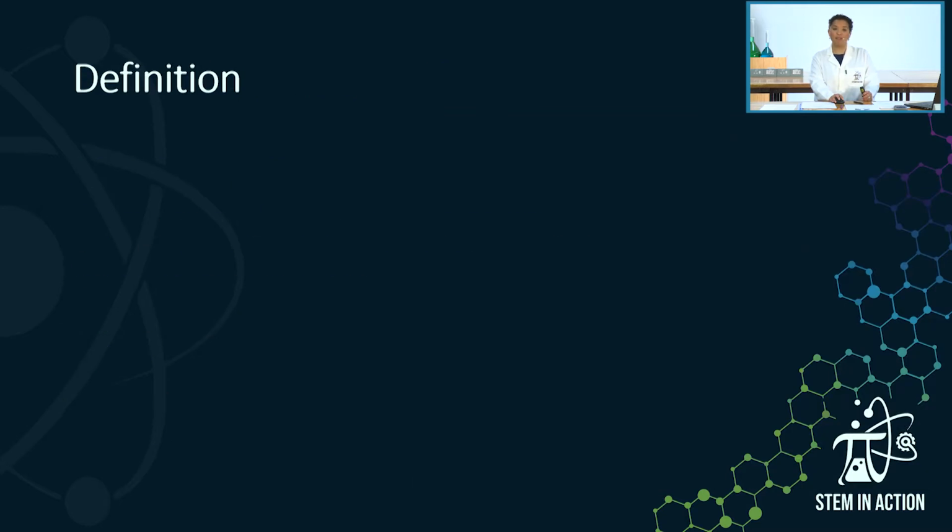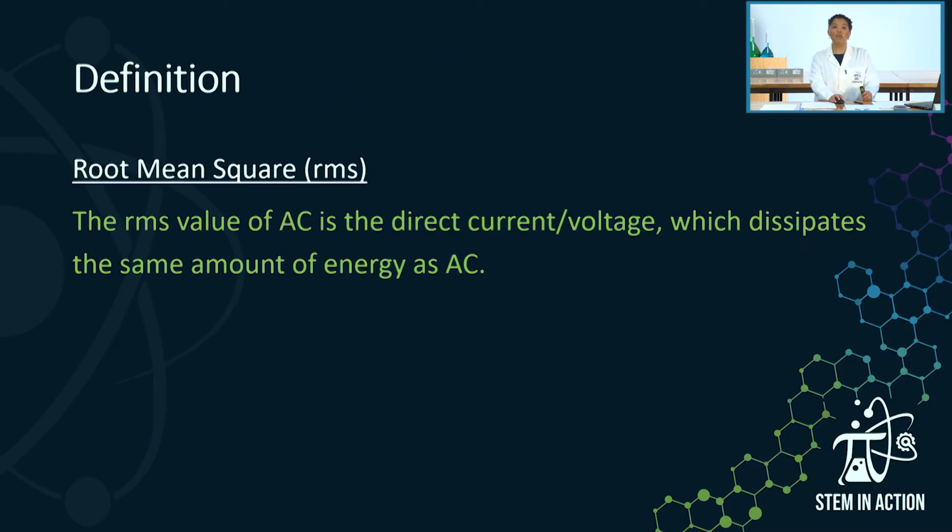So let's consider some definitions, namely the root mean square. Grade 12s, when we hear alternating current, we need to think RMS, root mean square. The root mean square value of AC is the direct current or voltage which dissipates the same amount of energy as AC. Now, if that is a bit confusing, let's go and explore this using graphs.